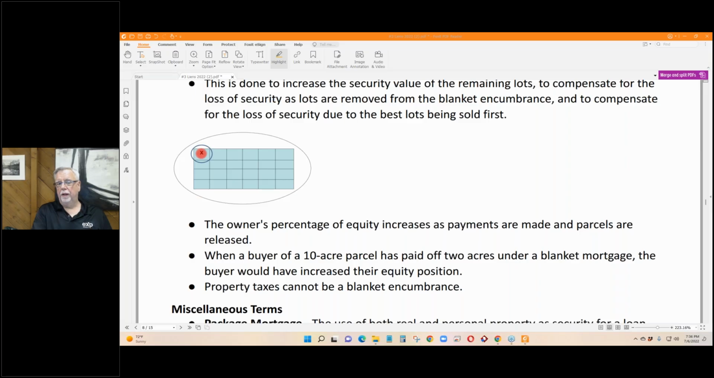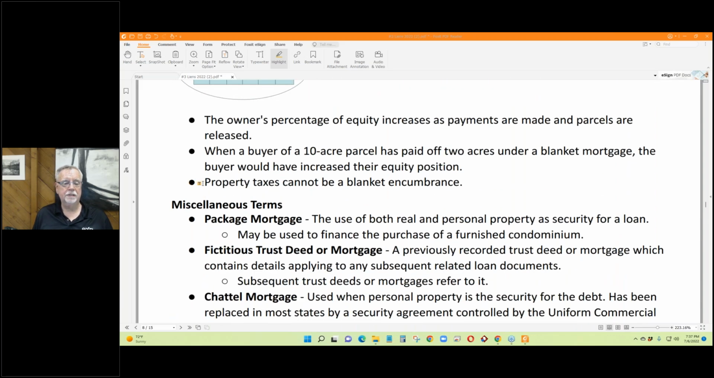This blanket encumbrance, is it a general lien or is it a specific lien? And the answer is it's a specific lien. It's on more than one parcel, but it's specified what those parcels are. If the subdivider owned other property in another area, it's not going to be a lien on that. Property taxes cannot be a blanket encumbrance. They can only be on the property that you owe the taxes.